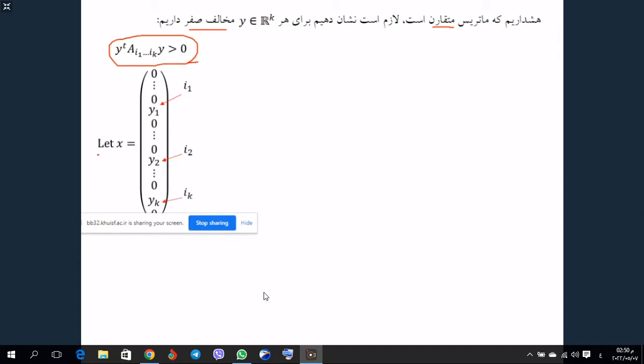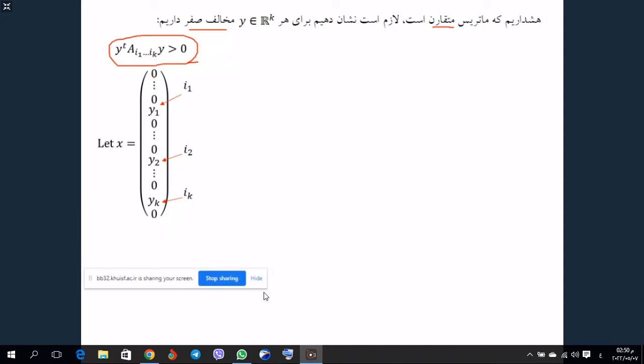Let vector x be such that all entries are 0, just in the a1 places it is y1, in a2 places it is y2, in ak places it is yk, and in other entries are zeros. Okay, x is a non-zero vector.